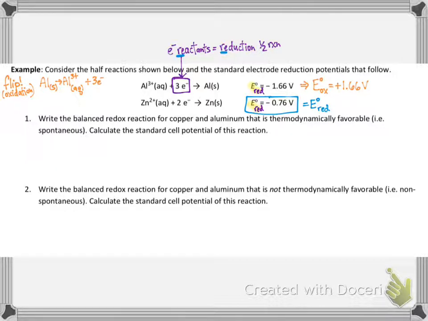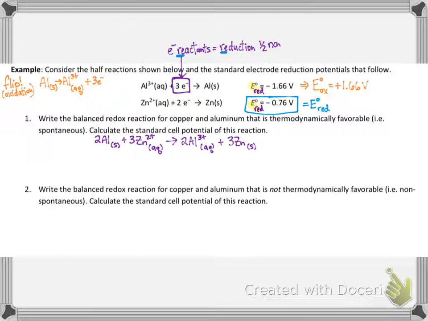Now that we've done that, we're ready to write our balanced reaction. But you know how to balance a redox reaction, so you should totally try to balance the redox reaction below. And when you are ready to check your answer, unpause the video. And there you have it. Notice you had 3 electrons in one half reaction, 2 electrons in the other half reaction. So our least common multiple was 6.